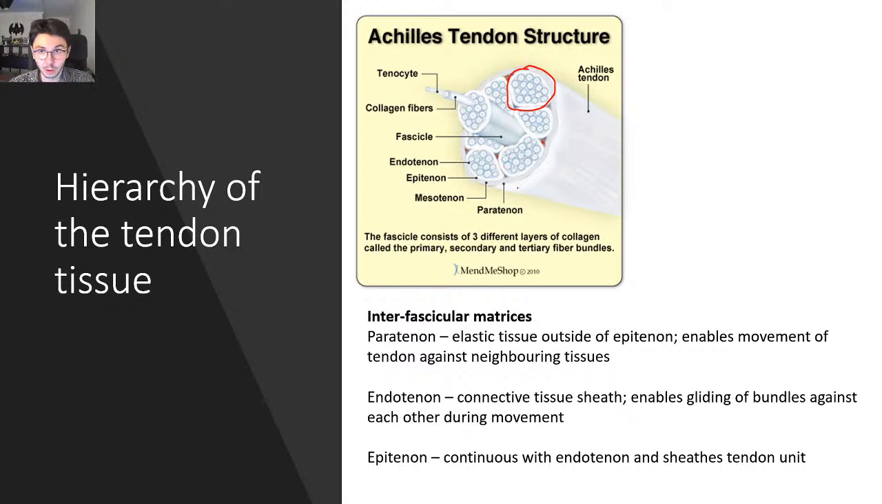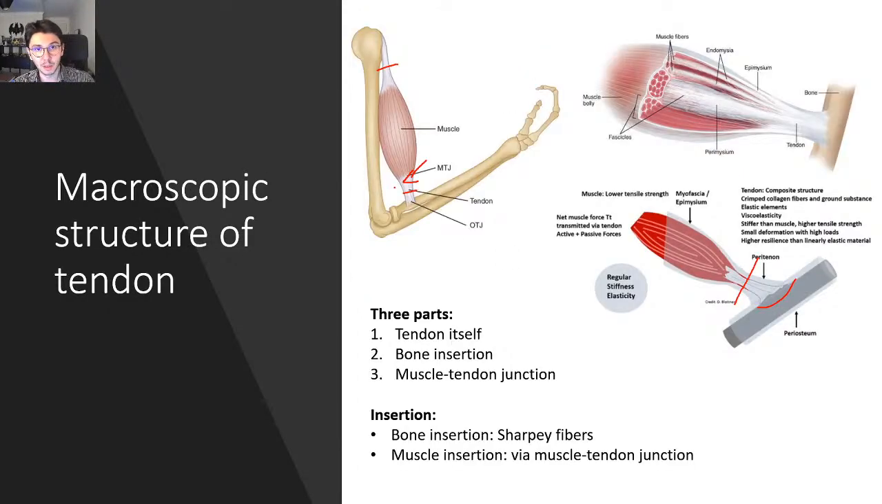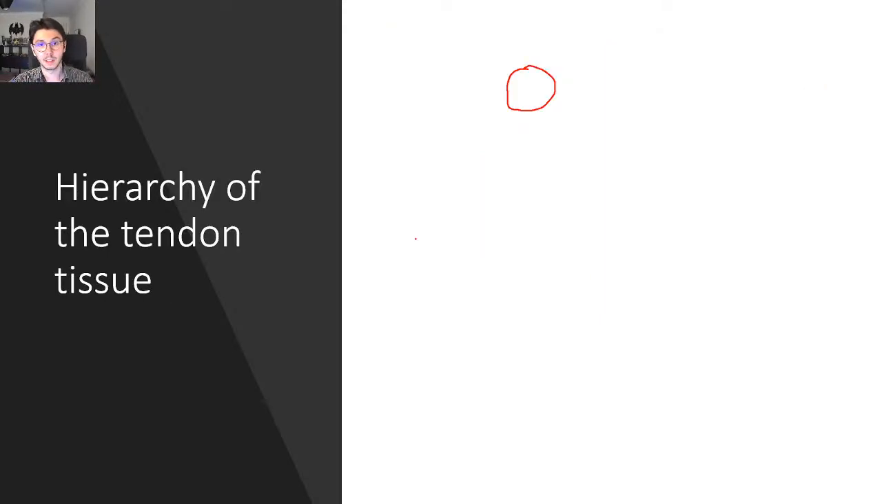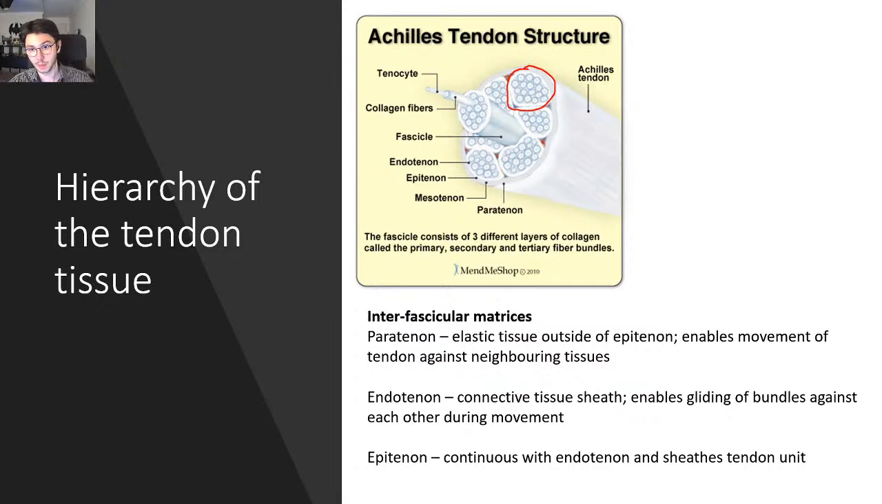So let's start with the paratenon, which covers the whole tendon. It's elastic tissue outside of the epitenon, which we'll get to later, and it enables movement of tendon against neighboring tissue. So like I said, this could be a bursa. So if you imagine, if we go back here, you might have a little bursa here, not here necessarily in this joint, but you could have a bursa there. Or let's say you have a tendon here in the forearm, you might have a bursa there. And the thing is, you don't want the tendon irritating anything, right? And in order to have it nice and thick and be able to move, you have these connective tissues, such as the paratenon.